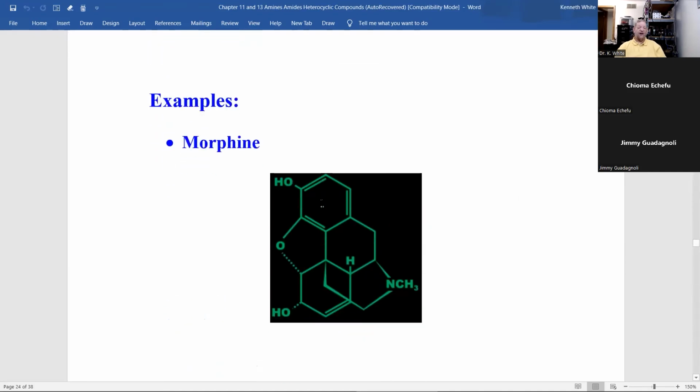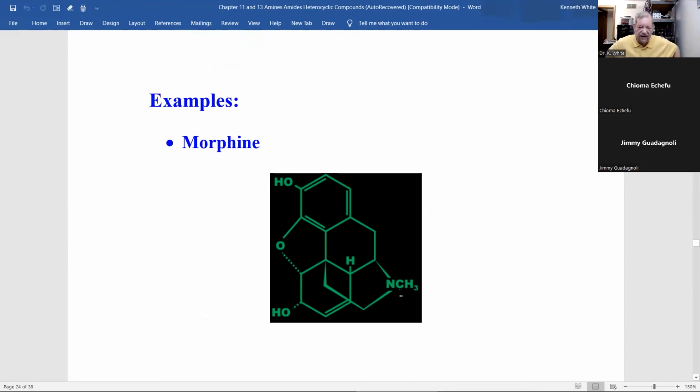And don't write this down. This is the molecule morphine. And notice right here, I have a tertiary amine. This is a very complex ring system. Benzene ring with a hydroxyl group, alcohol, double bond, ether. But the important thing is this tertiary amine.